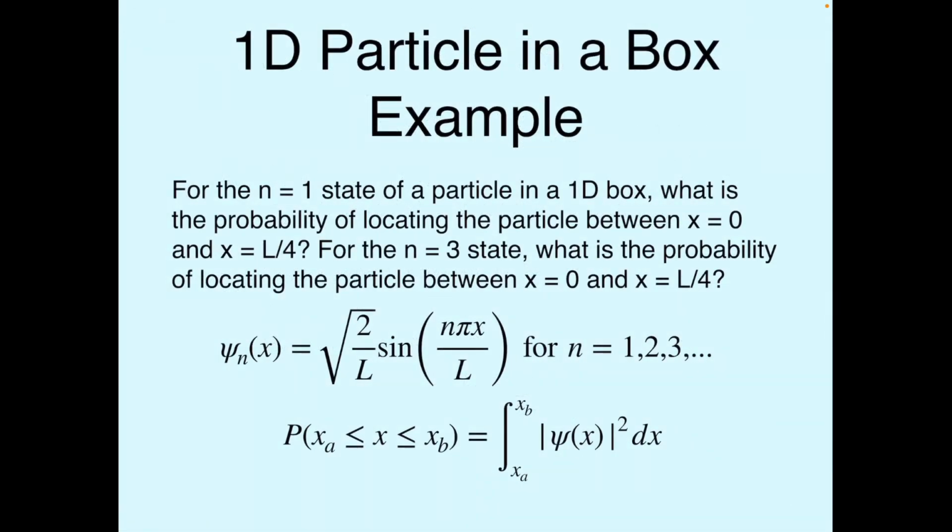And let's do another example with this 1D particle in a box. So for the n equals 1 state of a particle in a 1D box, what is the probability of locating the particle between x equals 0 and x equals L over 4?